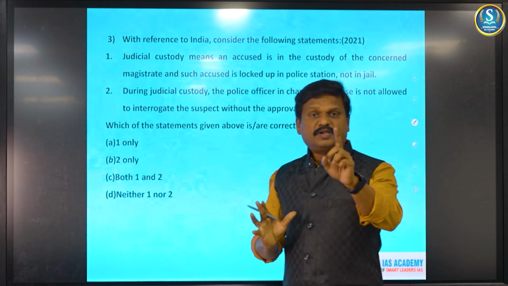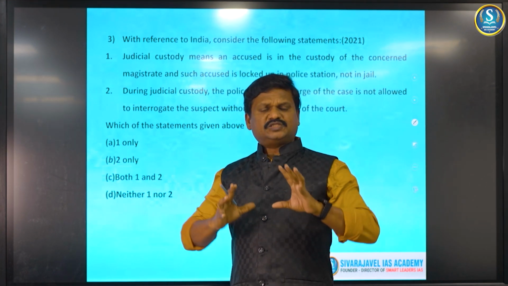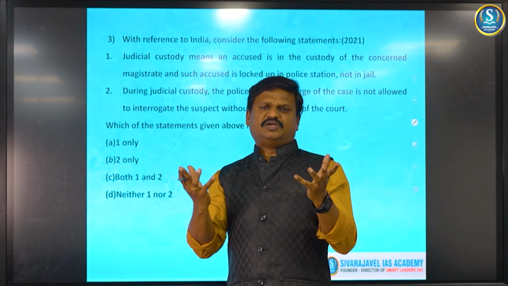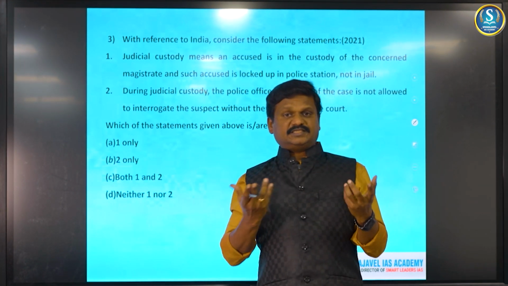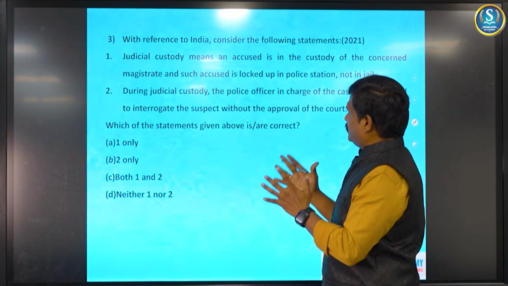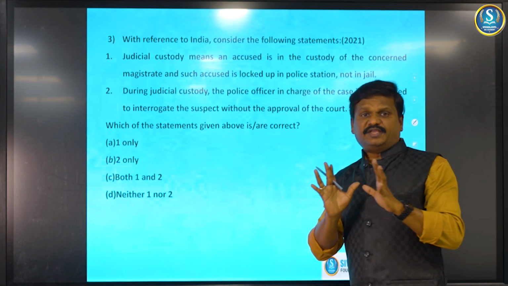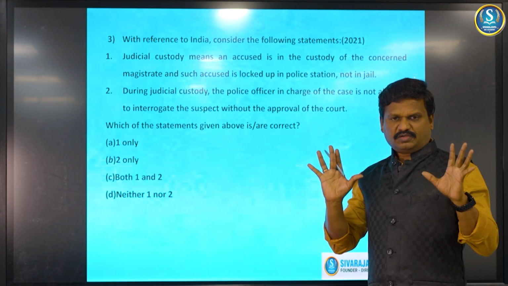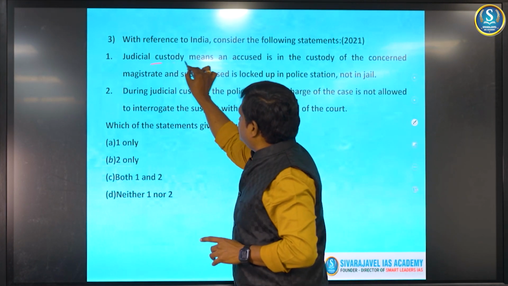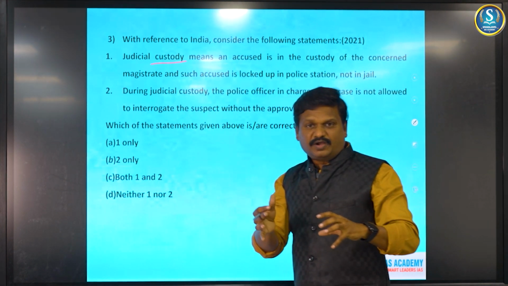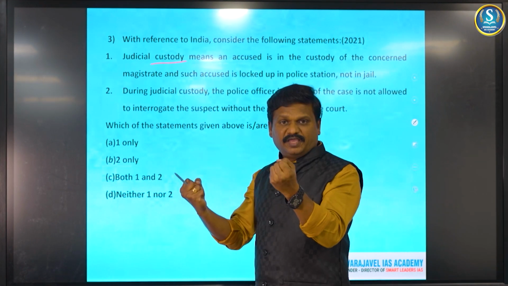in the popular books which you have referred. It is not explicitly given in Lakshmikant or in the NCERT books. You have to just read the question without getting a shock. Don't get any shock, right? What is judicial custody? From the term itself, you can know that it is the custody by judiciary.